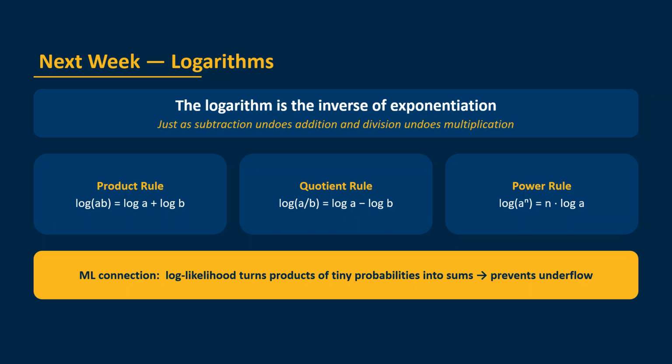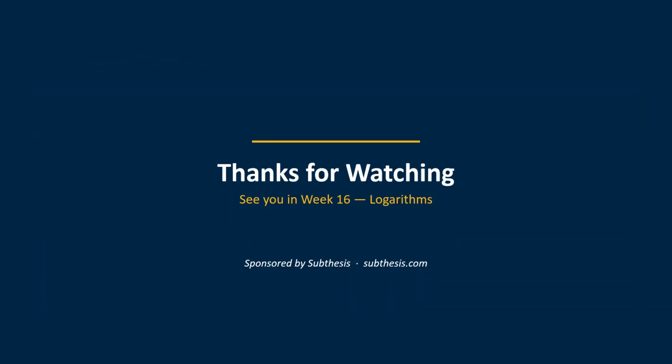Cross-entropy loss, the standard objective function for classification tasks, is fundamentally a single logarithmic identity applied to softmax outputs. Understanding logarithms is therefore not merely an algebraic convenience, but a computational necessity in modern machine learning. This concludes Lesson 15, Exponential Functions.